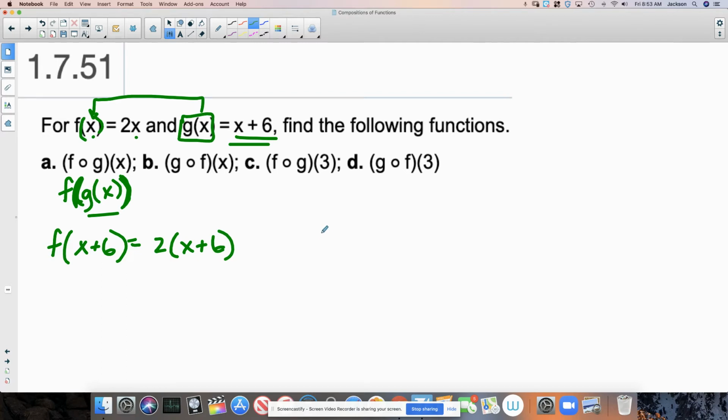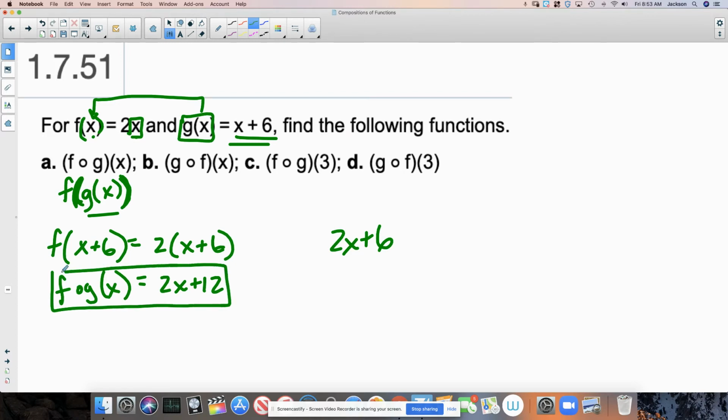I hesitate to even write this, but if you write this, you're like, yeah, I put x plus 6 here, there was already an x there, so all I had to do was put plus 6. You're missing the mark if this is what you're thinking, okay? X plus 6 is the input. So I have to put x plus 6 in for the x. That's why I'm replacing that with this whole binomial. And then when we simplify that, we get 2x plus 12. So this is our function f of g of x, our new composite function.